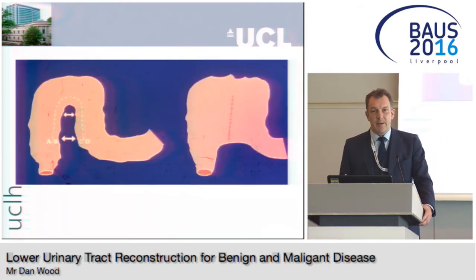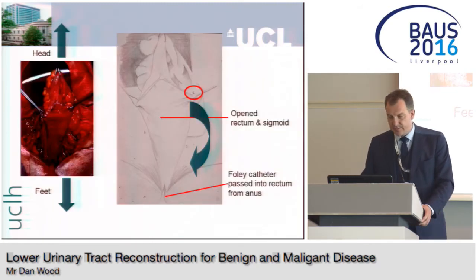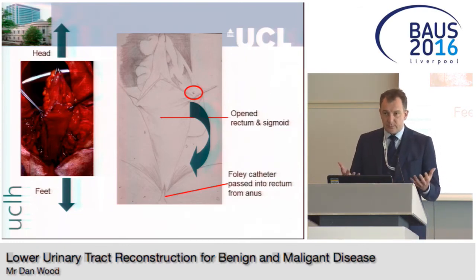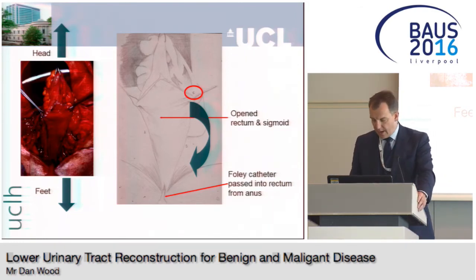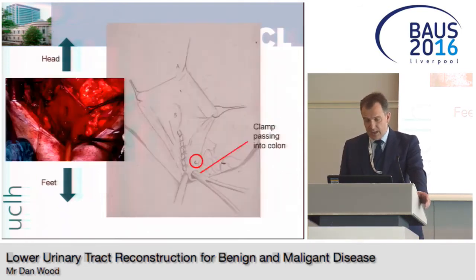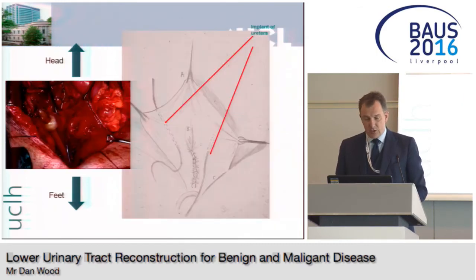So just a little bit about the technique. This is a very kind of cartoon diagram, but I'll take you through some better pictures. You can see that the rectosigmoid is brought down into a U shape and then opened on the anterior border. Then the posterior part of that wall is closed. That then gives you the back wall of your reservoir. You're then going to tunnel your ureters in. I'll just show you a better picture of that.